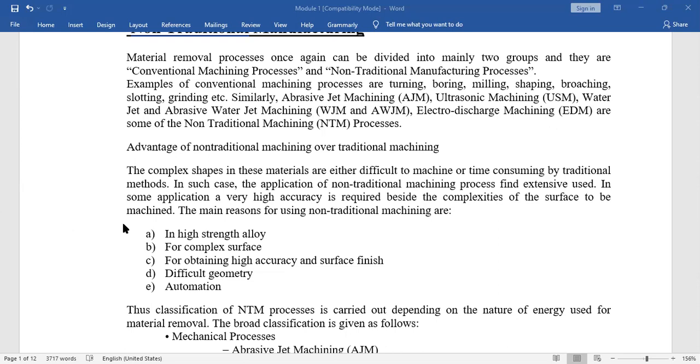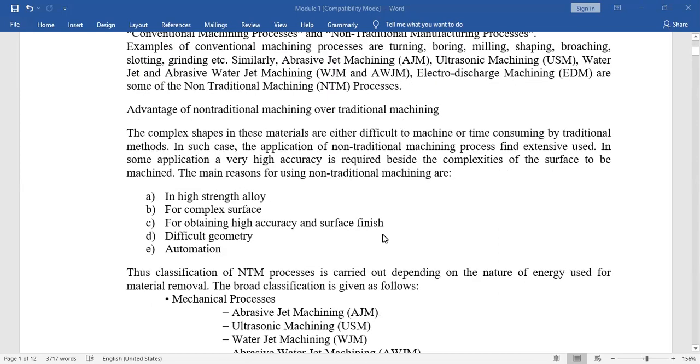Okay, so I think you have understood the difference between conventional and non-conventional, and why we need the non-traditional machining process. If you have any doubt till here, then you can ask. Is there any doubt? No, sir. Okay, now we will see the classification of non-traditional machining processes.